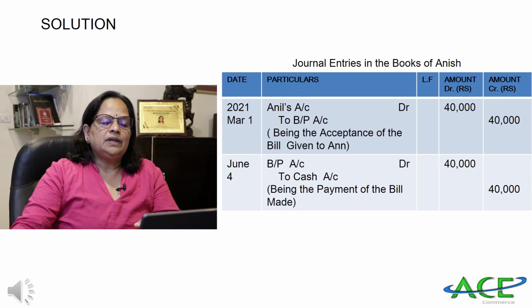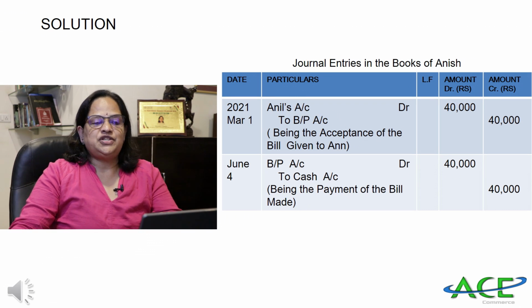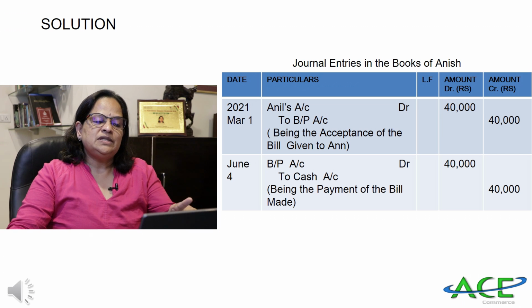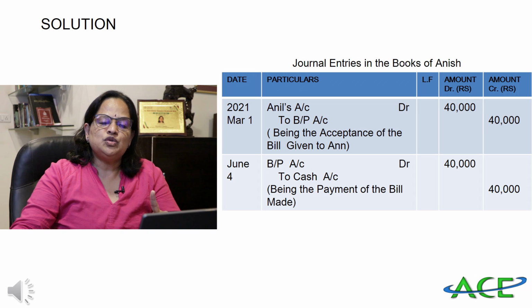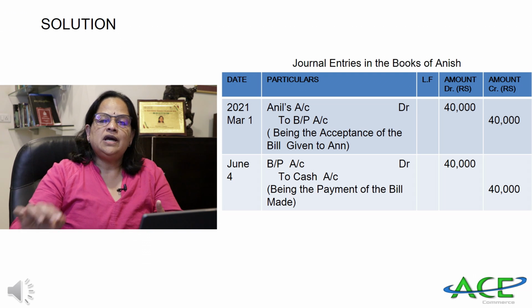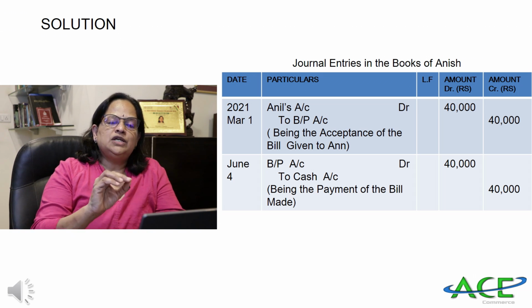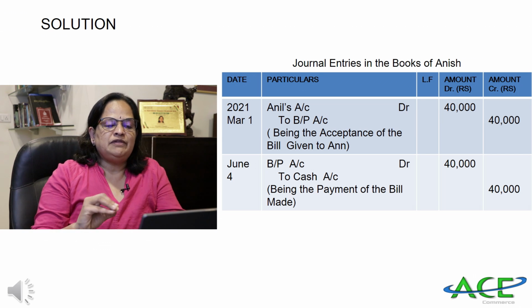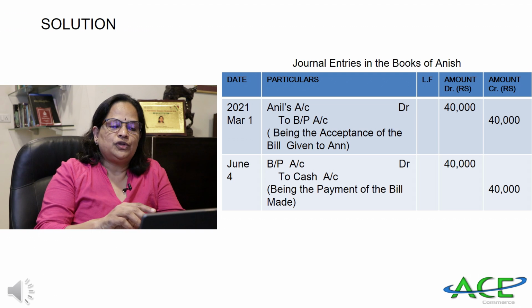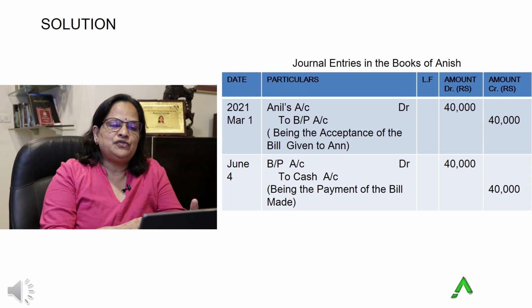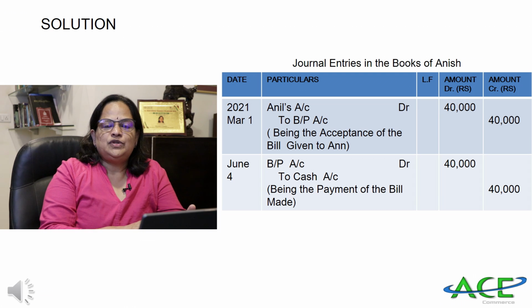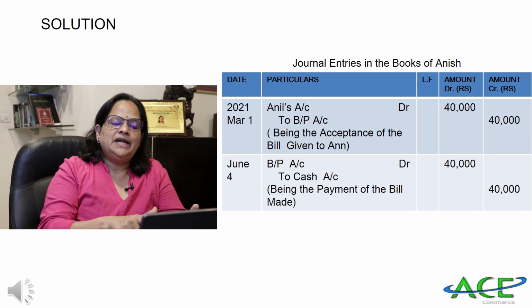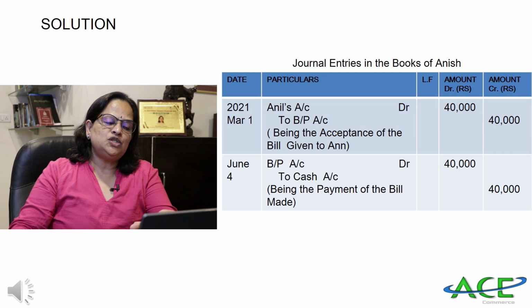Now, journal entries in the books of Anish. On 2021 March 1st, Anil's account debit 40,000 to bills payable account 40,000. Anish has to make the payment to Anil. So for Anish it's bills payable, and for Anil it will be bills receivable. Now, June 4th, it's 3 months and 3 days of grace. So March 1st, meaning April, May, June. June 1st will be 3 months, plus 3 days of grace. That's why you have to remember the date is June 4th.